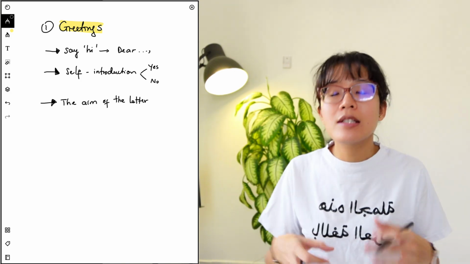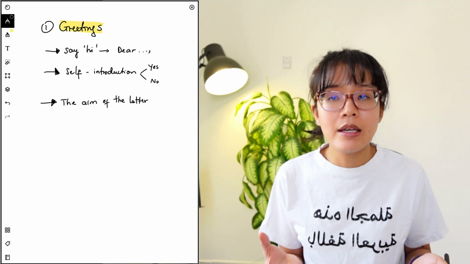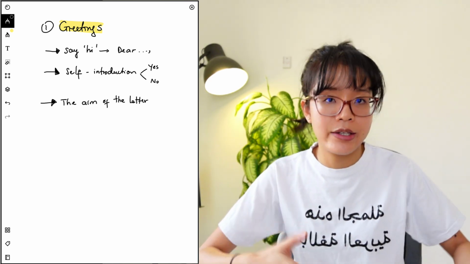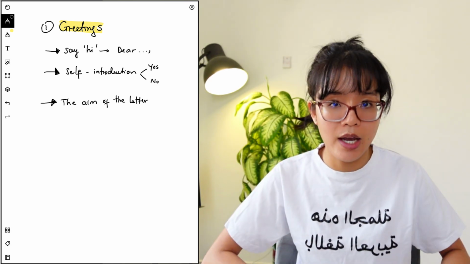And after this, there is a compulsory part for every single letter that you are going to write. The aim of the letter. This is what the greetings are about, right? This is where you say hi to the examiner, and this is where you tell the examiner what you are going to write. Like this.